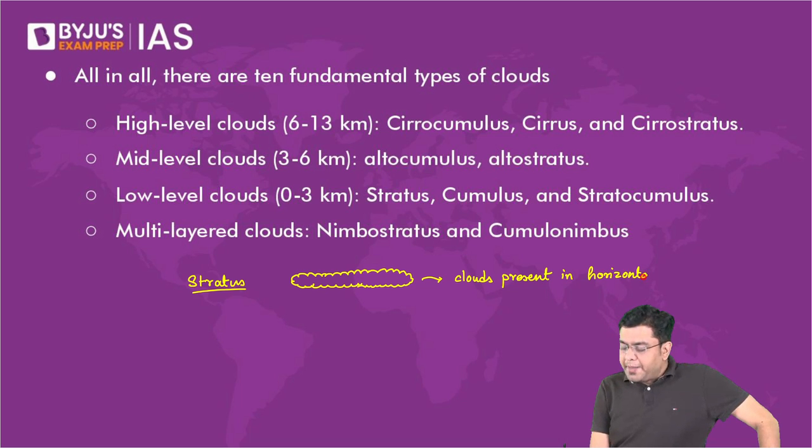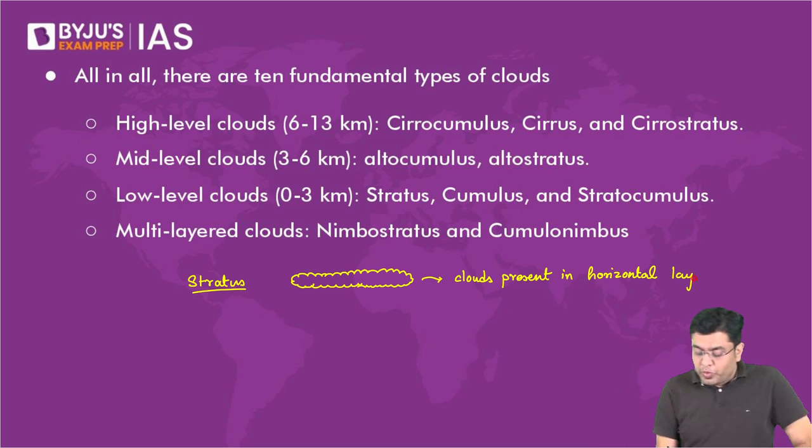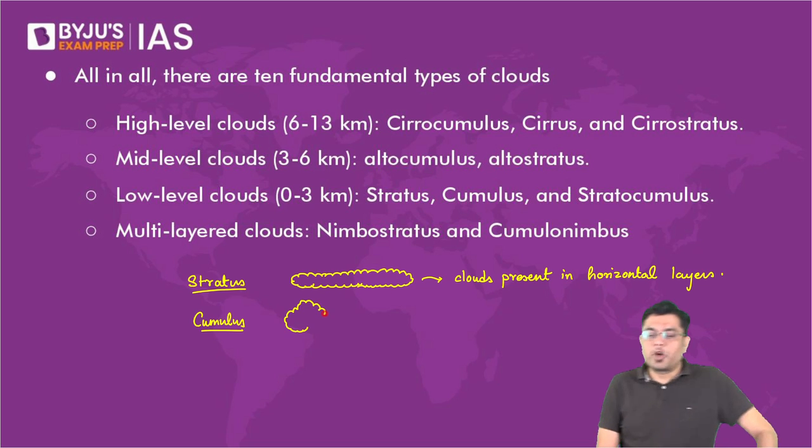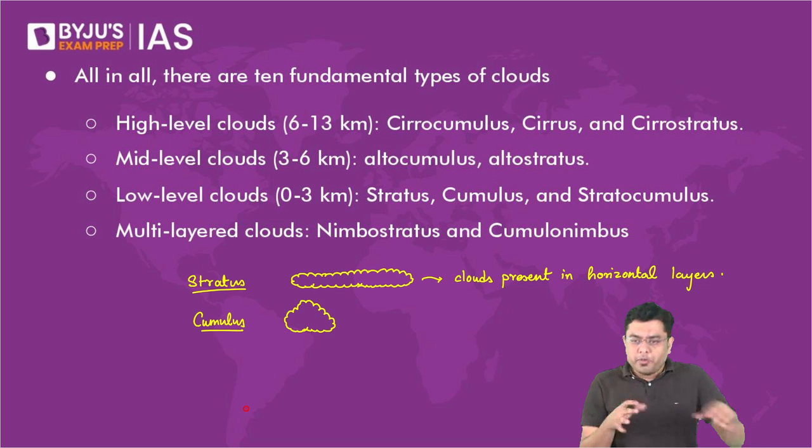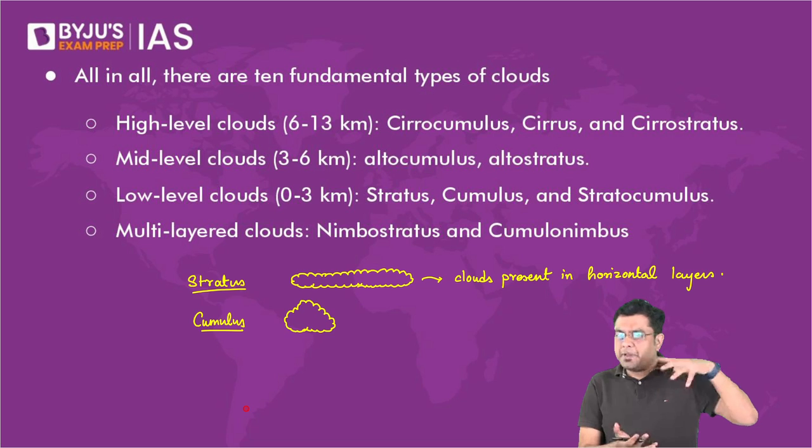Then you have a type of cloud which is referred to as cumulus. What do we understand by cumulus? Cumulus represents an accumulation. So here you have, let's suppose, a kind of a cloud formation somewhat like this. So this is what is referred to as cumulus, where you will find it is a kind of a vertical development which happens in the cloud.